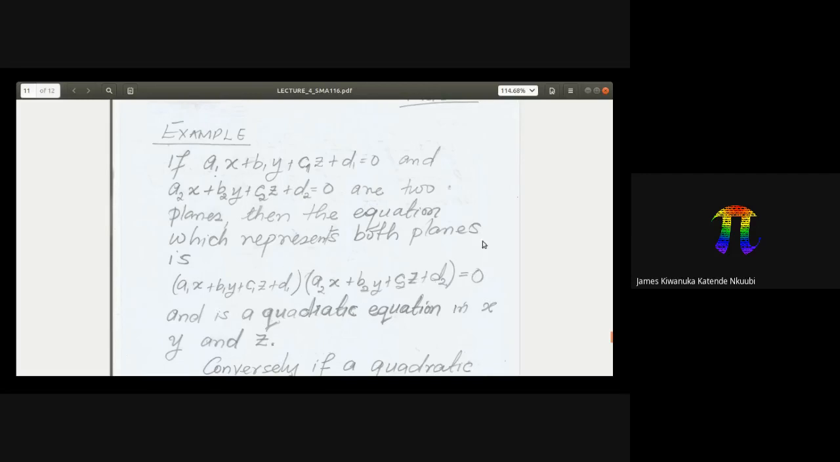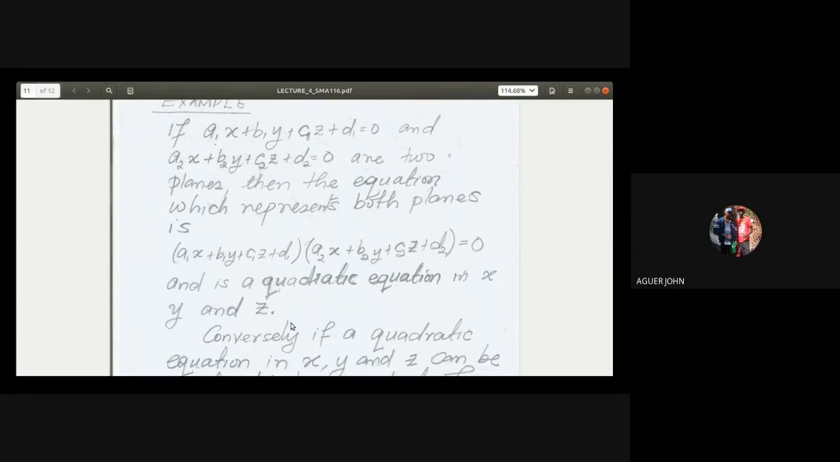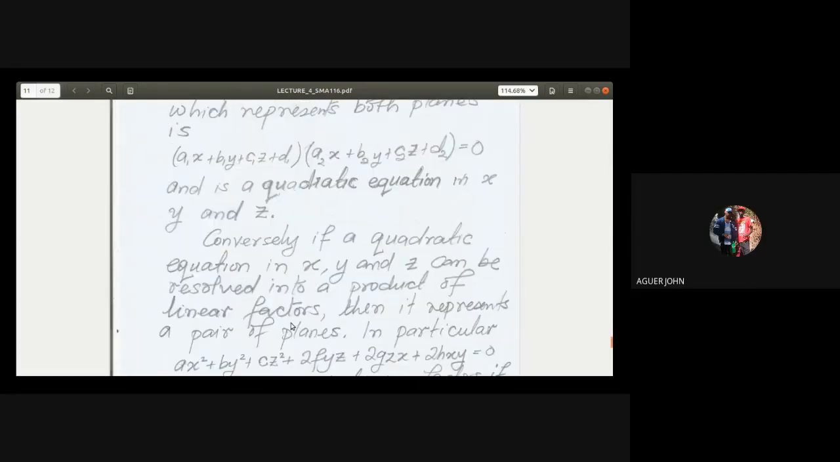Now this represents a quadratic equation in x, y and z. And anytime you can write a quadratic equation in this form as a product of two linear factors, then it will represent a plane, two planes rather.